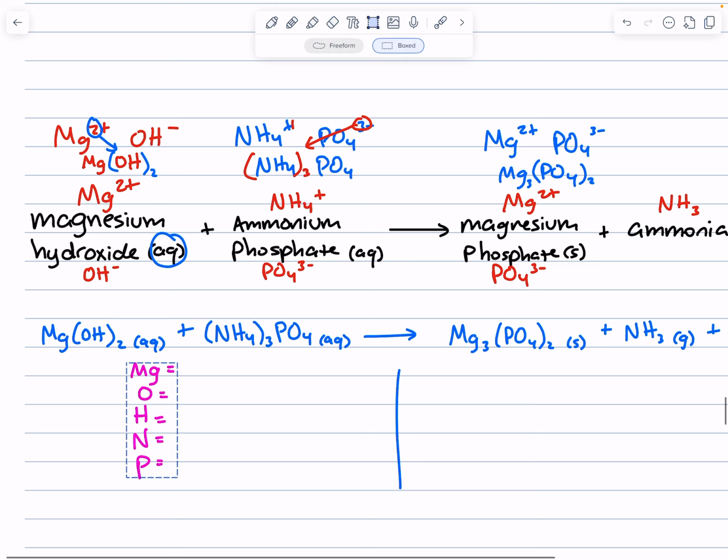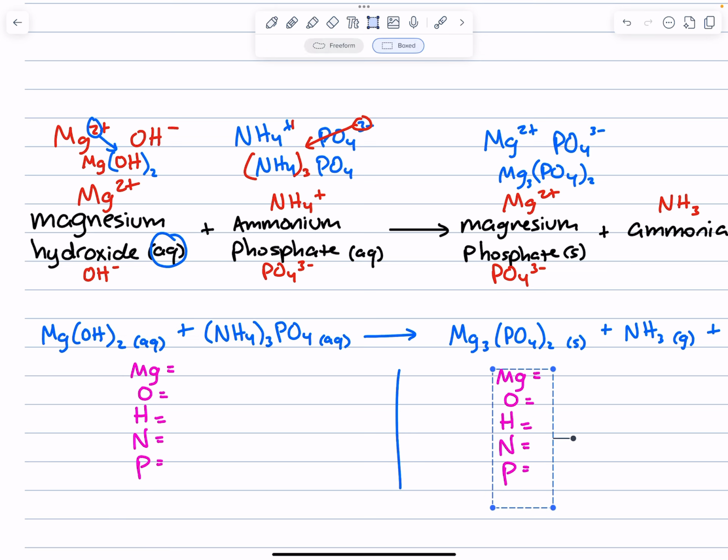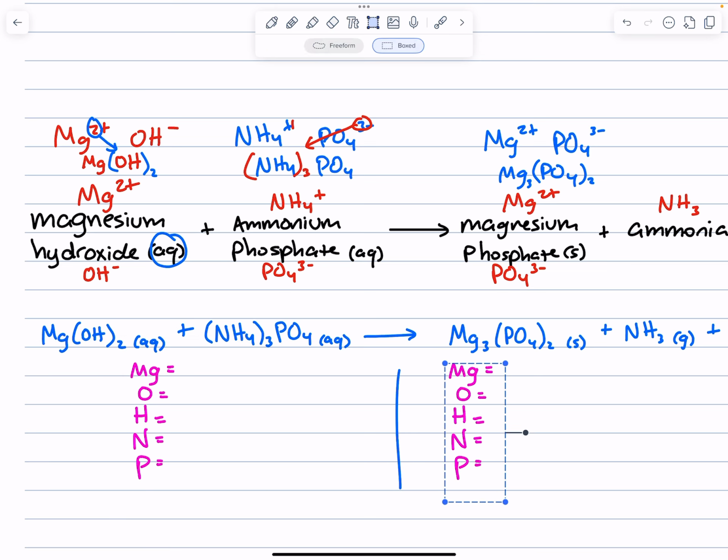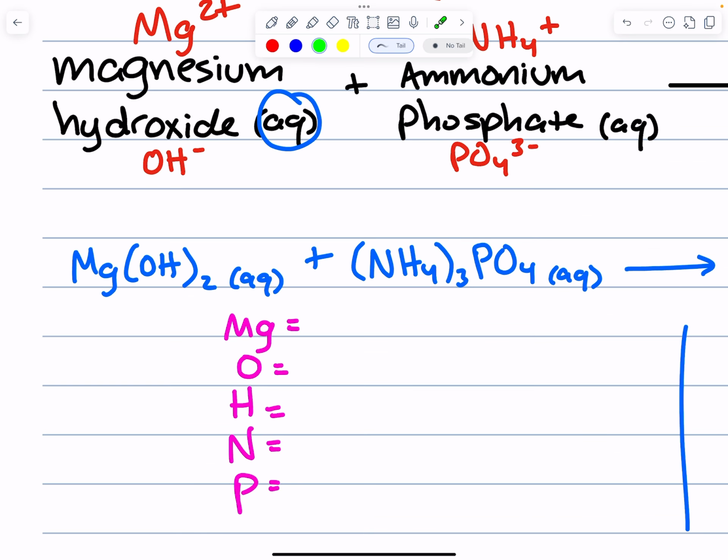Perfect. I'm going to copy and paste this exactly the way I see it on the other side because I want to compare them. Okay, now I'm just going to count how many elements I have on both sides. Magnesium. I only have one magnesium. I put one. Oxygen, I have one here, but it's parentheses 2. So I actually have 2 oxygens plus the 4 that are over here. So I have 6 oxygens.